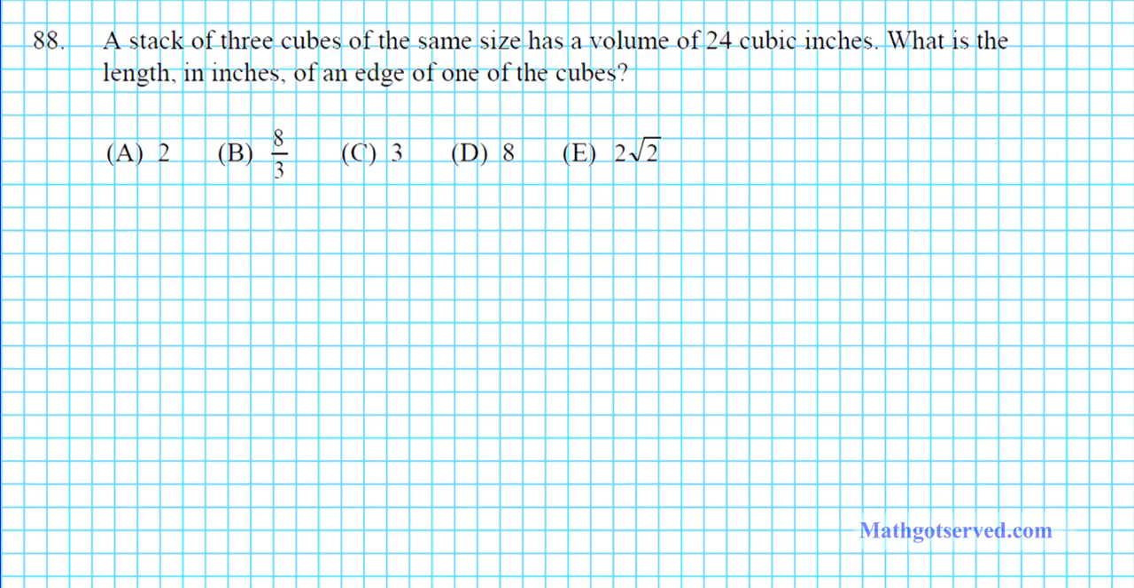All right, let's take a look at question number 88. It says a stack of 3 cubes of the same size has a volume of 24 cubic inches. What is the length in inches of an edge of one of the cubes? So let's see here. What is the formula for the volume of a cube? The volume of a cube is length times width times height, but they're all the same, right? So simply side to the third. S to the third is the volume of your cube, okay?